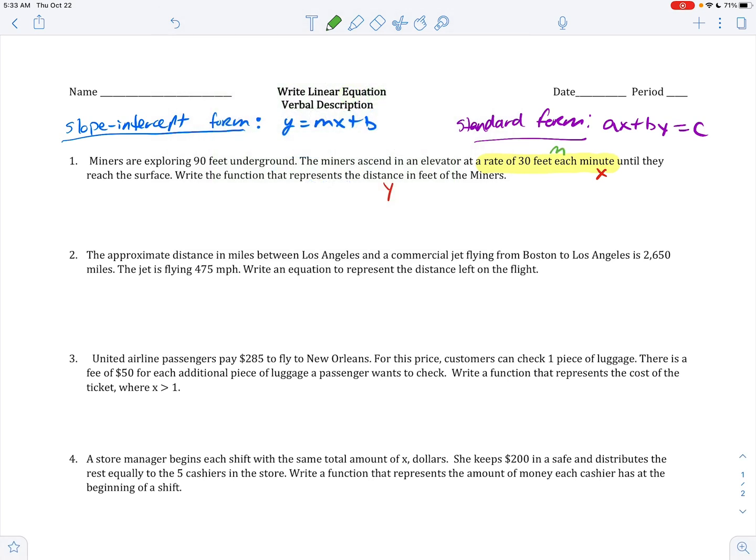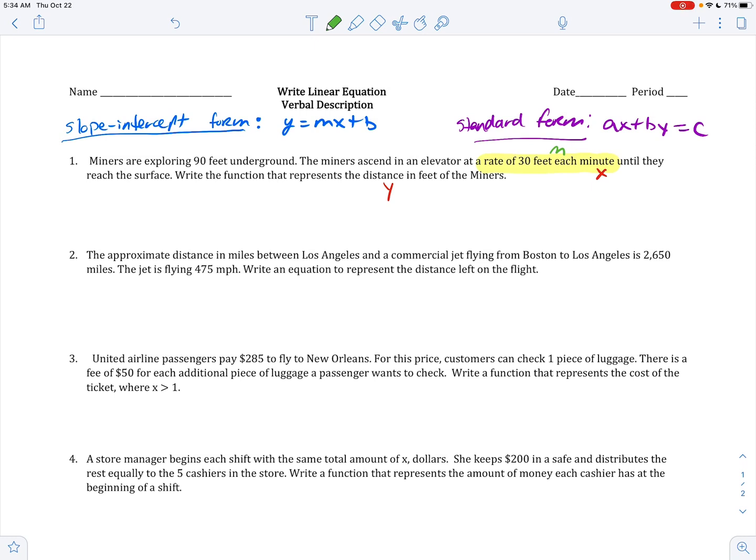But now it's like, okay, what's the y-intercept? Well, let's read it again because now we can read it with fresh eyes. Whenever we deal with word problems, we may have to read it a time or two. All right. So let's read again. Miners are exploring 90 feet underground. Underground. Okay. The miners ascend in an elevator at a rate, they come up out of the ground at a rate of 30 feet each minute until they reach the surface. Write the function that represents the distance in feet of the miners.